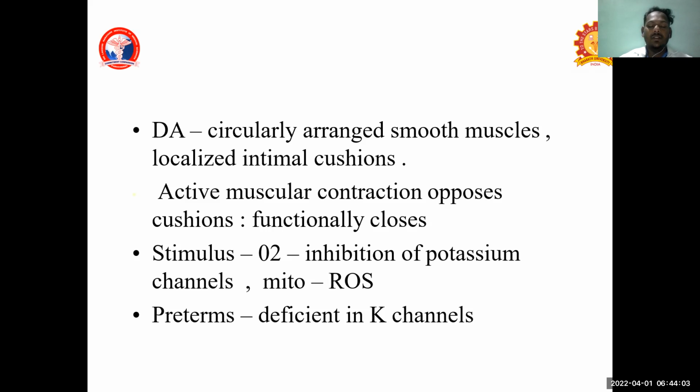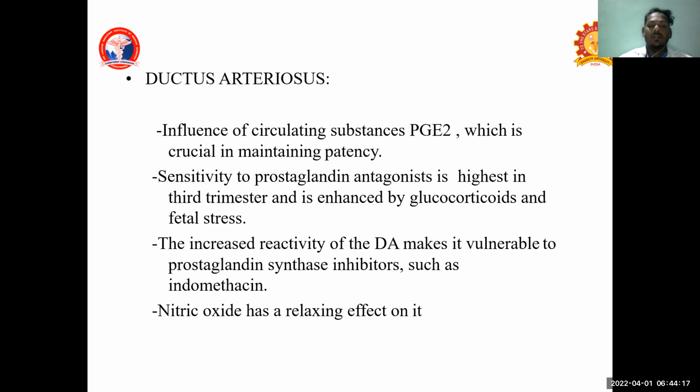Preterm babies have a very deficient potassium channel. Hence, the ductus arteriosus stays open when the baby is born preterm. The influence of circulating substances like prostaglandin E2 is crucial in maintaining patency.